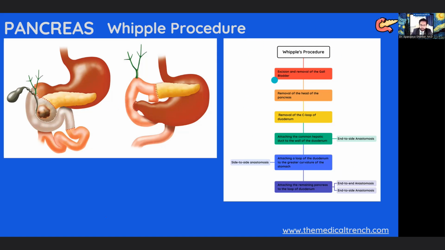So if you're going to be asked to define the Whipple's procedure, just say that it is a pancreatoduodenectomy in which the duodenum is removed, head of the pancreas is removed, and so is the gallbladder. And then you have anastomosis of this type to form a sort of bowel continuity, so that you can have bowel continuity for these patients, right? And most of the time, the survival rate is barely a third, I think, if that.